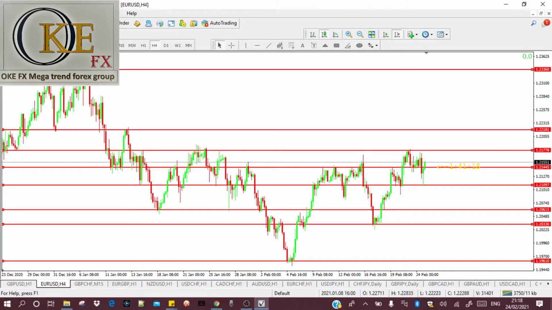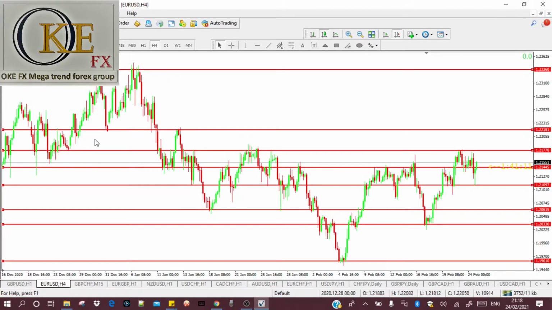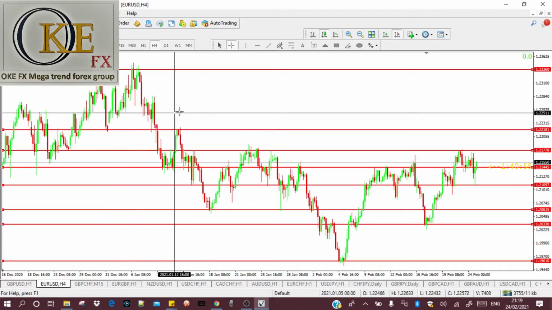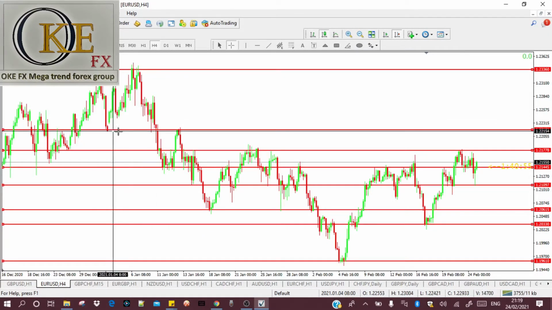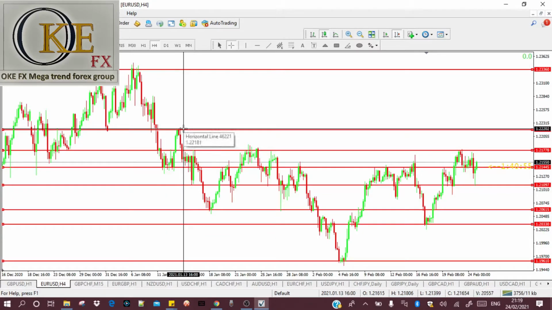Did you see? This is an area. This is an area. Notice what happened. What is so unique and special about this area? Can you see? Previous resistance turned support. Look at it here. Previous resistance, sorry, previous support now turned resistance.